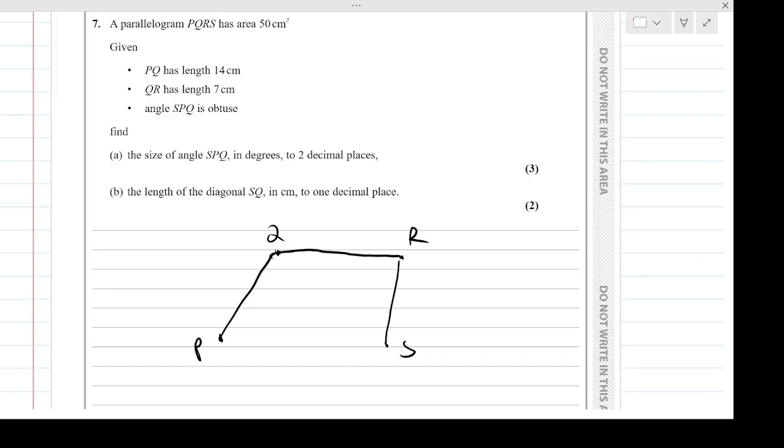So the shape will roughly look like this. And so PQ is length 14, QR is length 7, and we're also given angle SPQ, so that's going to be this angle here. With angles, the middle letter is where the angle is at. I'll call that theta. So we need to find the angle SPQ.